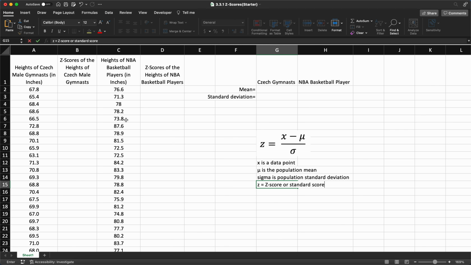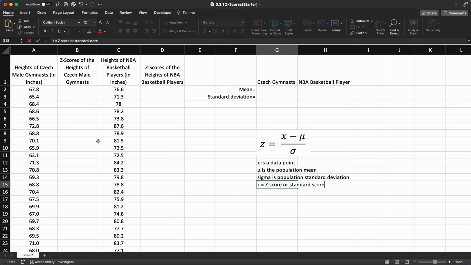Now, a Czech gymnast might think they're tall because they're taller than all the people they always hang out with, which is other Czech male gymnasts. However, compared to an NBA basketball player, a Czech gymnast is really short. So we can't compare their heights relative to the group they hang out with the most. But we can standardize their heights. What we can do is say, hey, the tallest Czech gymnast, how does that compare to the tallest NBA player?